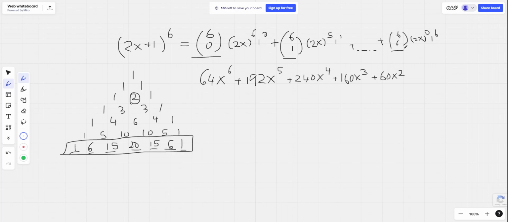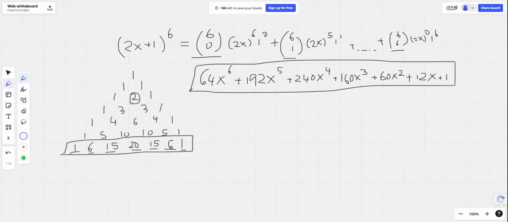6 choose 5, that's our next binomial coefficient, that's 6. And we're going to multiply it by (2x) to the first power, which is just 2x. So 6 times 2 is 12, and then 6 choose 6 is 1, (2x)^0 is 1, 1 to the 6th is 1, so our entire term is just 1 here. And there is our answer.